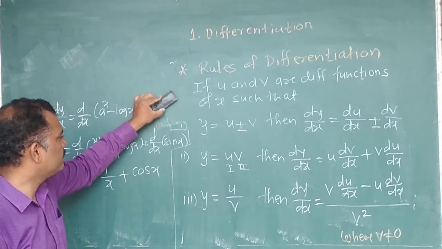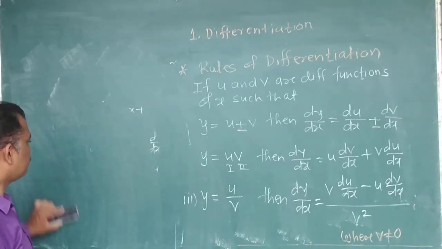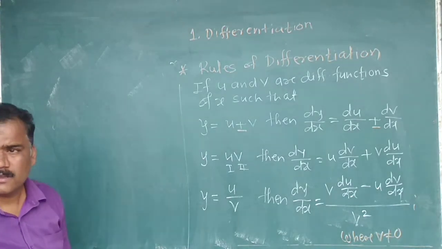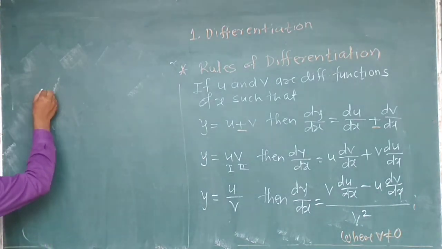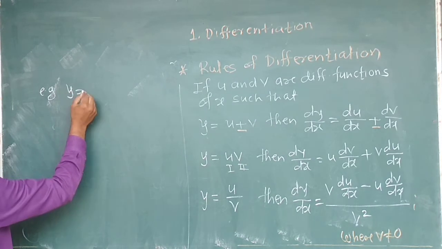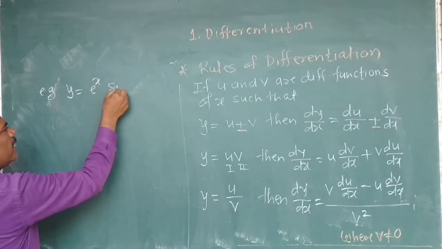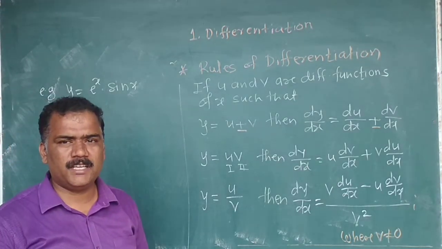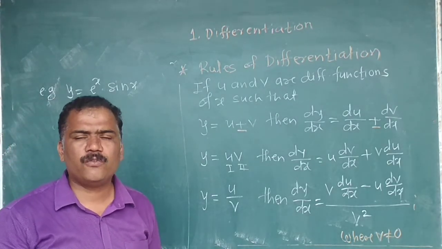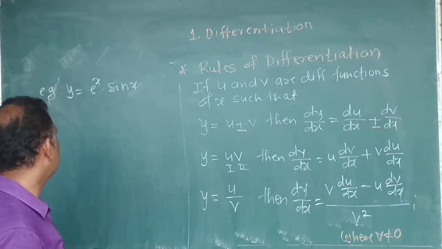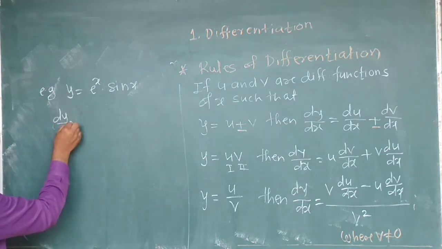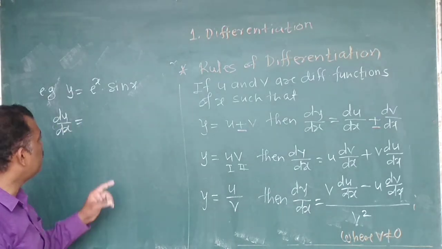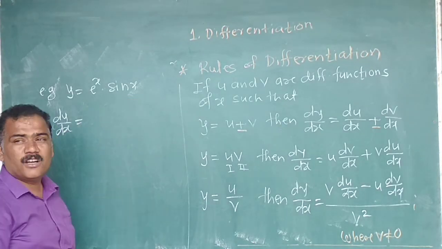Suppose, for example, y is equal to e raised to x into sin x. Here, product of the exponential function and the trigonometric function. And if we want to find the value of dy by dx, then we have to take the derivative of y with respect to x. Similarly, we have to take the derivative of this RHS with respect to x.